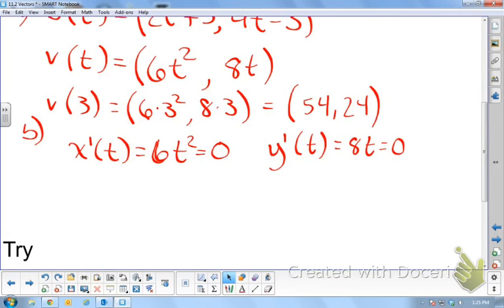Okay. I agree. So, once again, these are pretty straightforward. What would t equal for our first one? 0. What would t equal for our second one? 0. So we do have a spot where our particle is at rest, because both the horizontal and vertical movement are stopped. And that is at t equals 0.